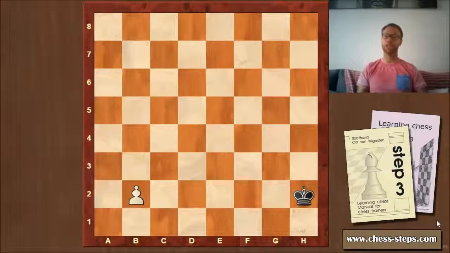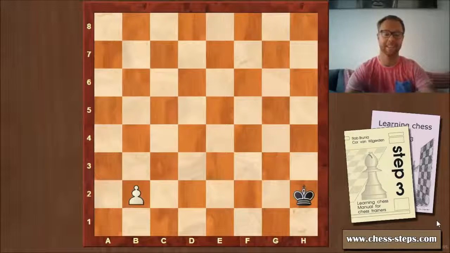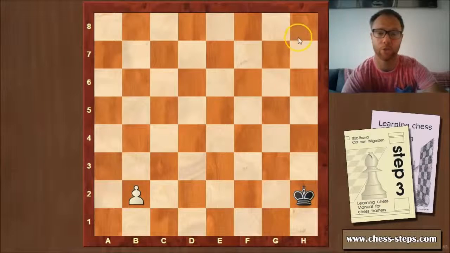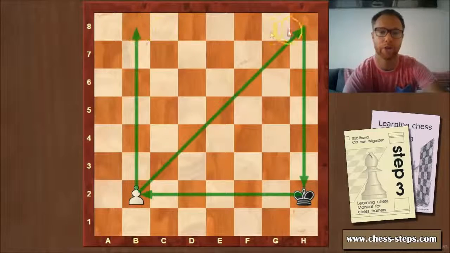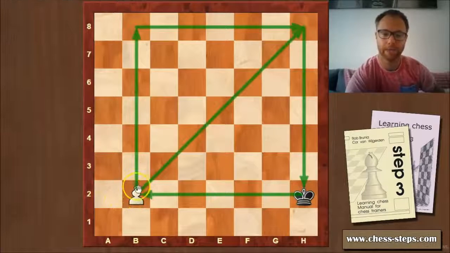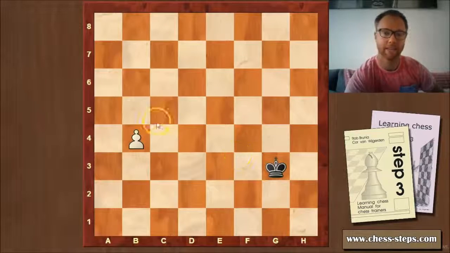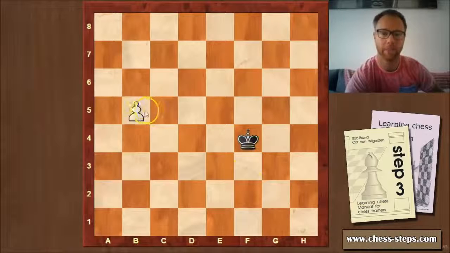In this position, the square of the pawn seems to be 7 by 7. But since the white pawn is still in its initial position, you need to consider the fact that it's allowed to move 2 squares. So even though the black king seems to be inside the square, it is not. I'll quickly show you. I told you that no matter whose turn it is, if the king is inside the square, it will be able to catch up.